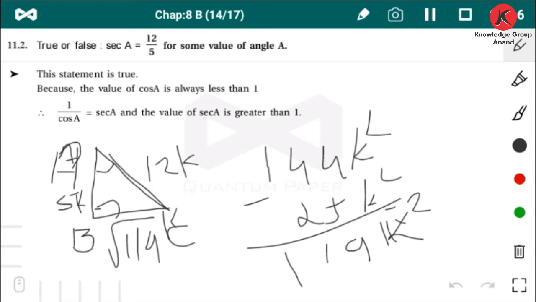It is a true statement. The value of cos A is always less than 1. Therefore, sec A, its reciprocal, is always greater than 1.